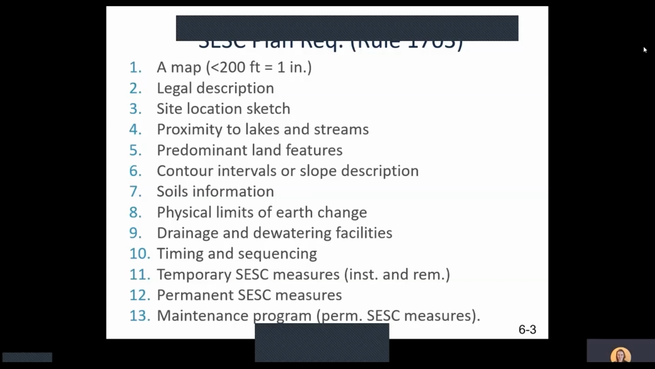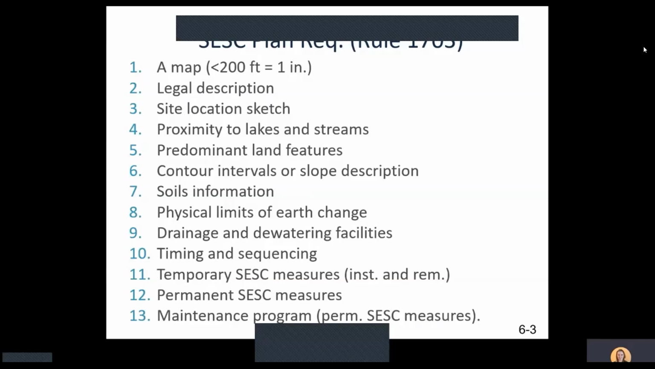A description and location of all existing and proposed on-site drainage and dewatering facilities must be included. The timing and sequence of construction activities. When will temporary measures be installed? When will grading begin? Think about phasing and staging throughout the duration of the project.